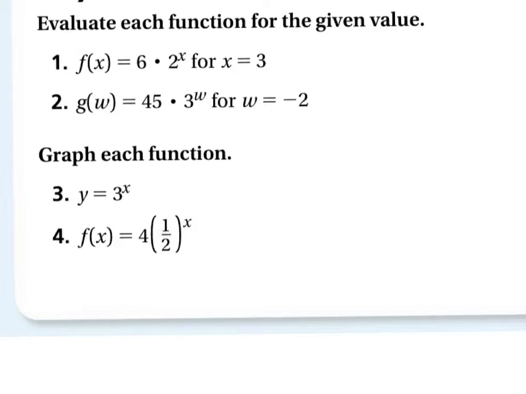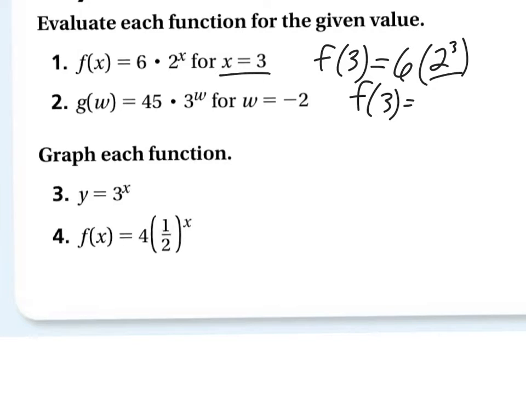So number 1, they want us to evaluate this for x equals 3. So we're just going to put a 3 in place of x. Again, f of x is there just instead of a y. You could technically put a y there. It's just a different way of writing it. When they write it in function notation, technically we could put f of 3, which means we're putting 3 in place of x. And when we do that, we'll do the exponent first. So 2 cubed, 2 times 2 times 2 is 8, and 6 times 8 is 48.